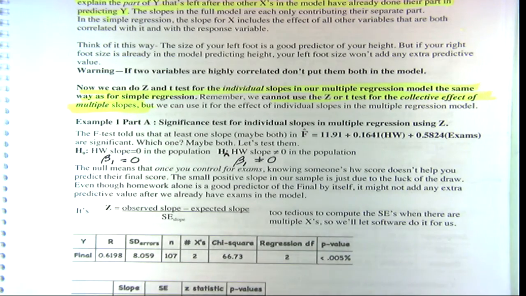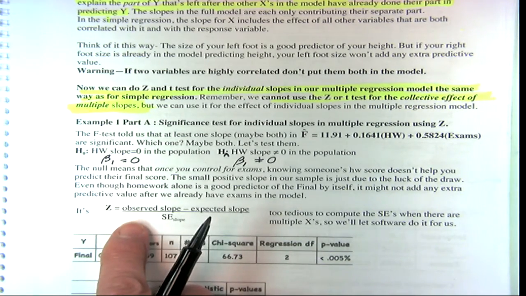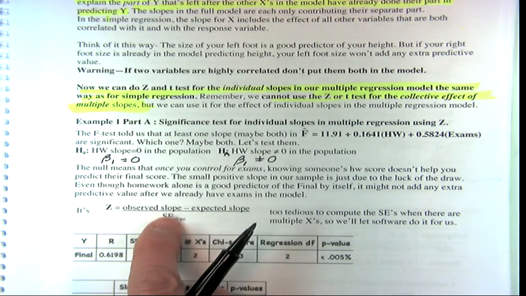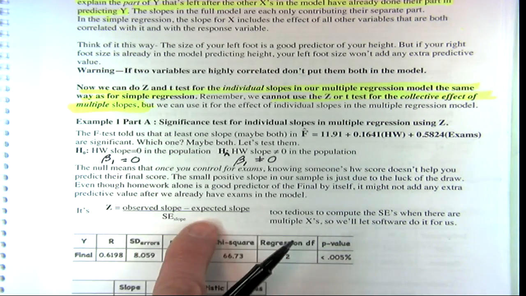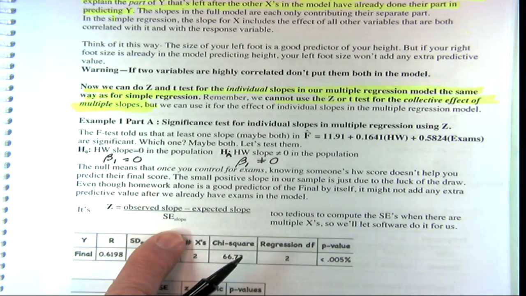We'll compare it to the t. But let's just start with this. It's simpler, and we're just going to do our usual test. We observe an observed slope minus the expected slope over the standard error for the slope.